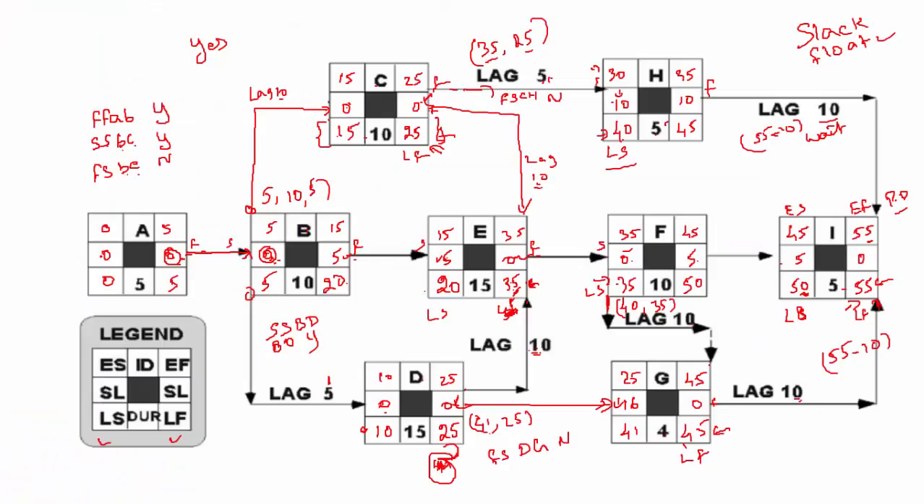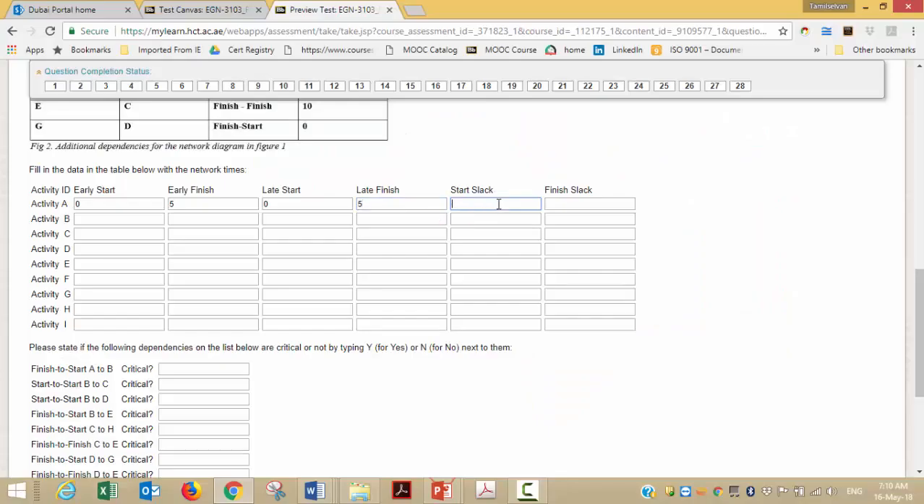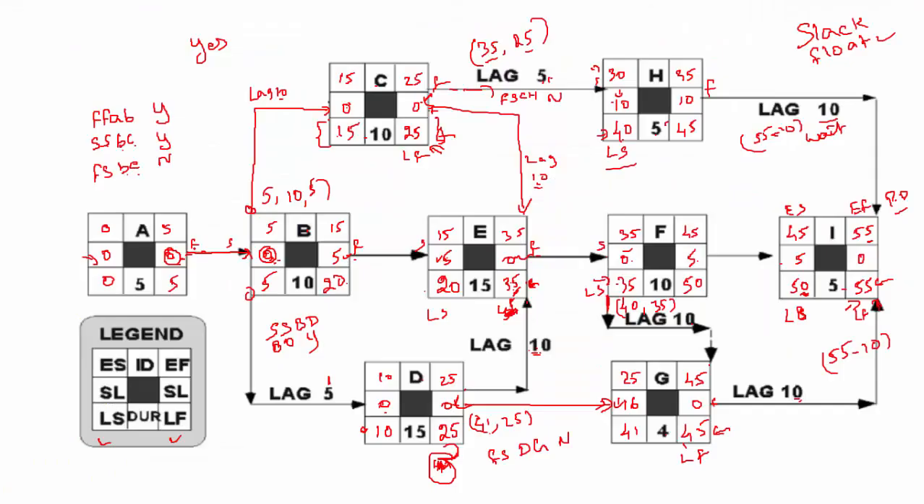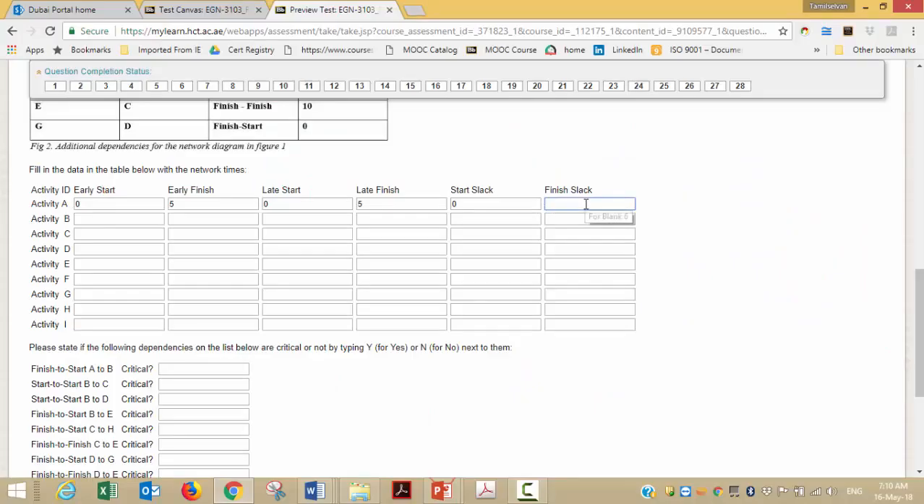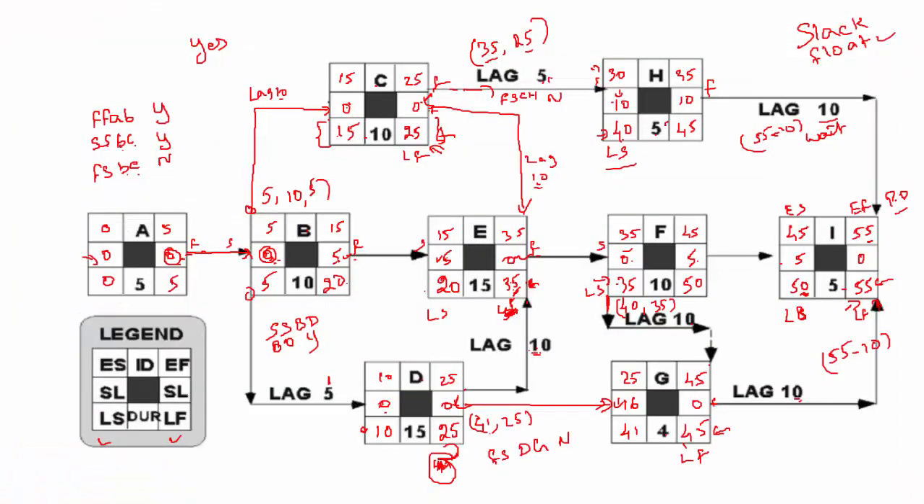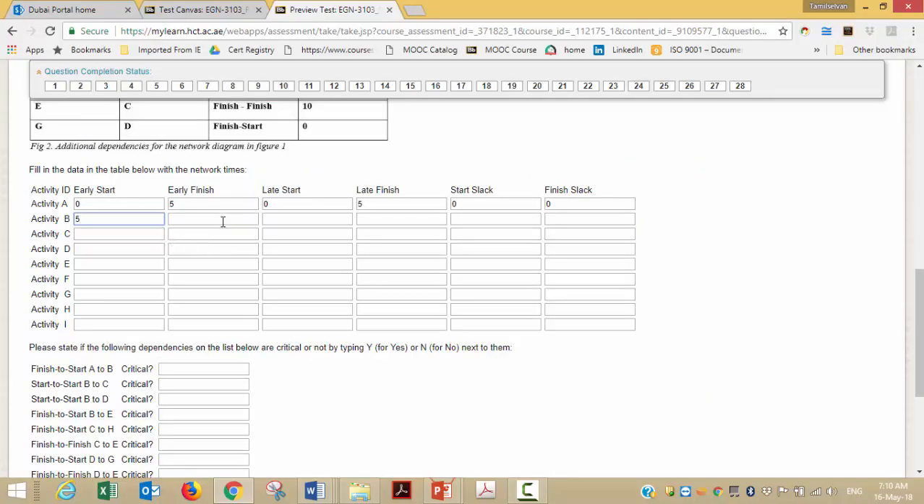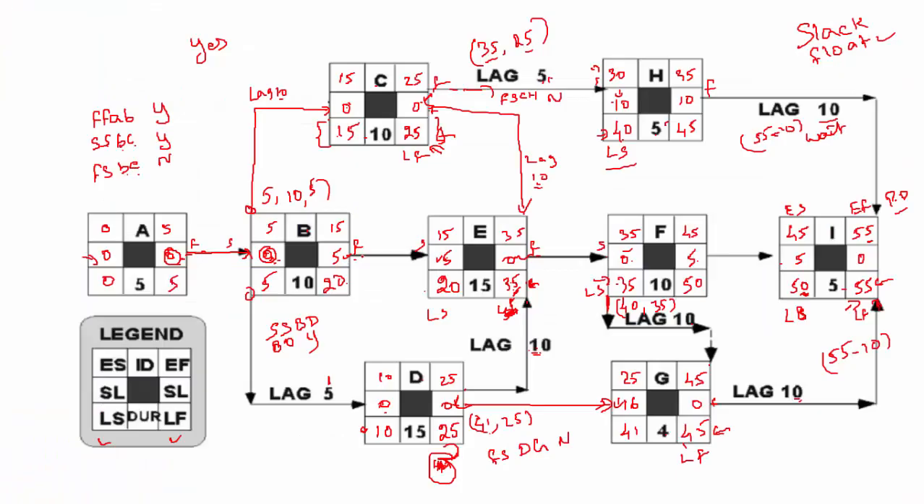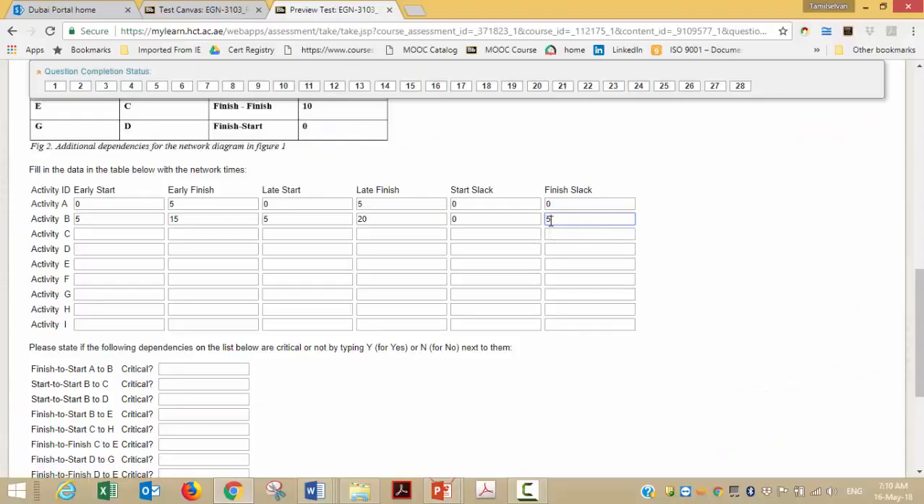What is the start slack? This is the start slack, which is 0. What is the finish slack? And this is the finish slack, which is also 0. Then come down to activity B. 5, 15, 5, 20. Start slack is 0. Finish slack is 5. So 0, 5. Okay, so you just have to likewise fill everything.